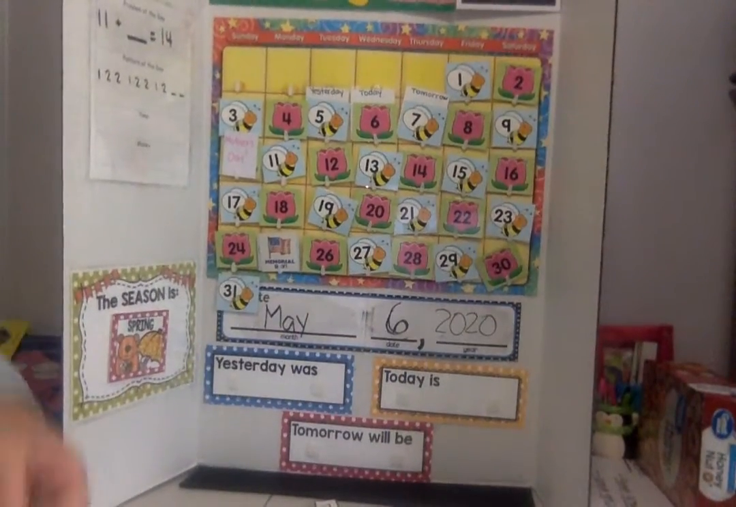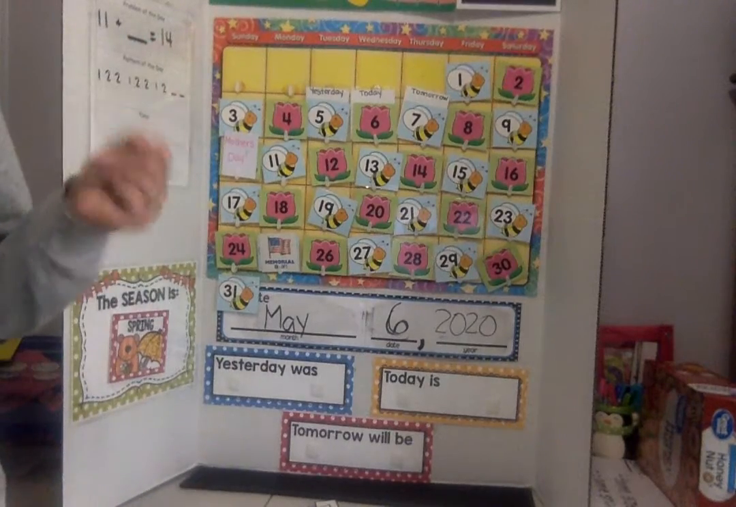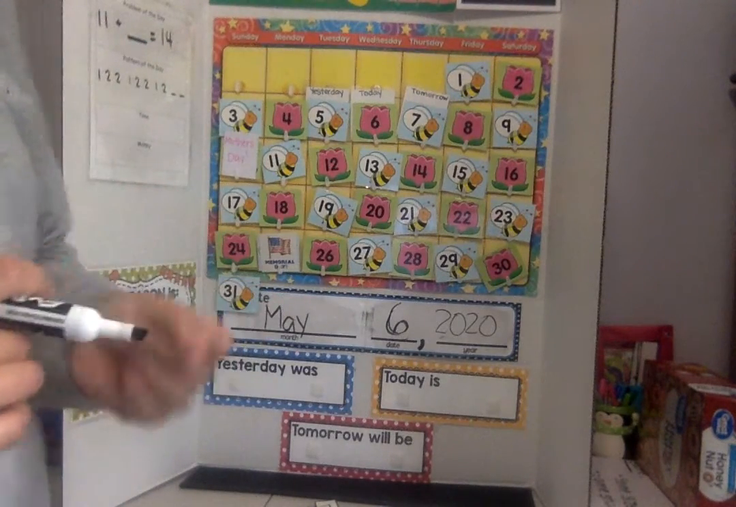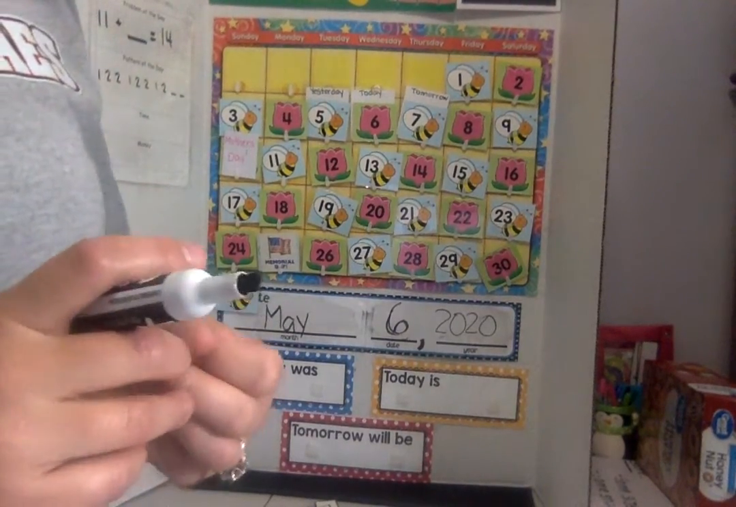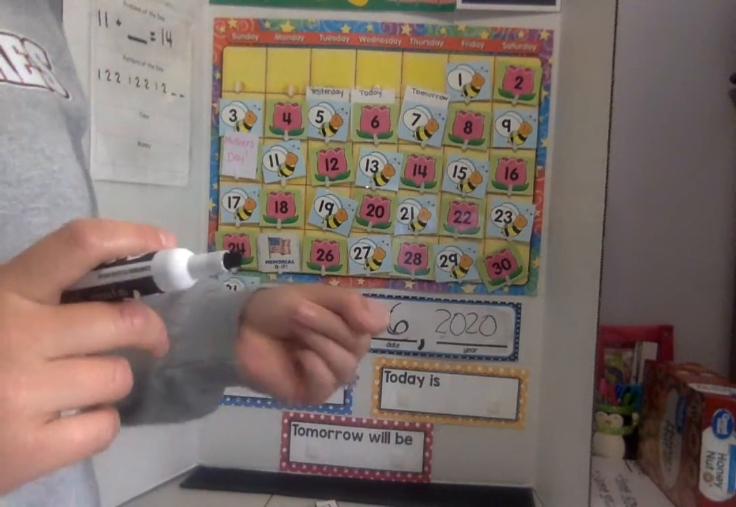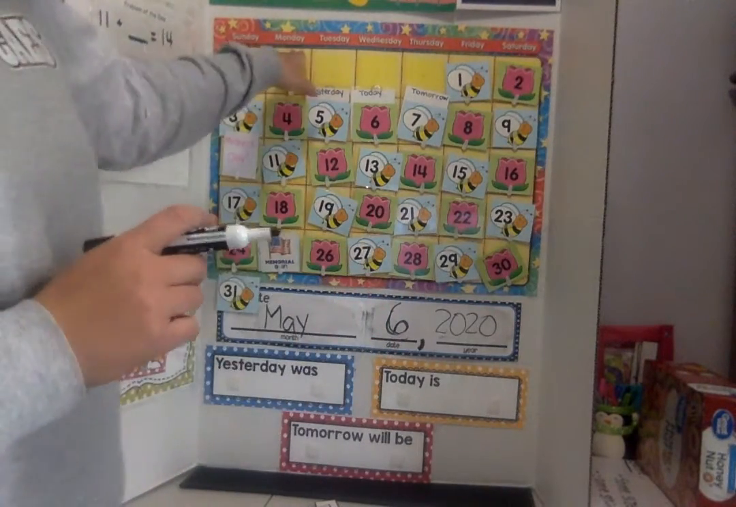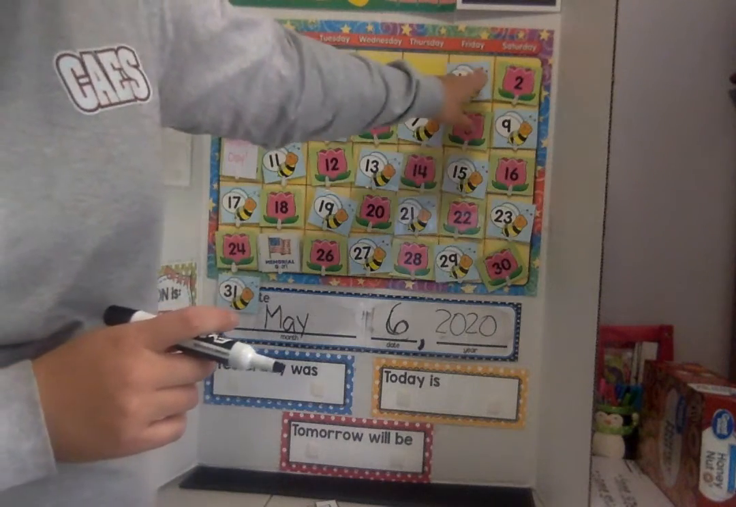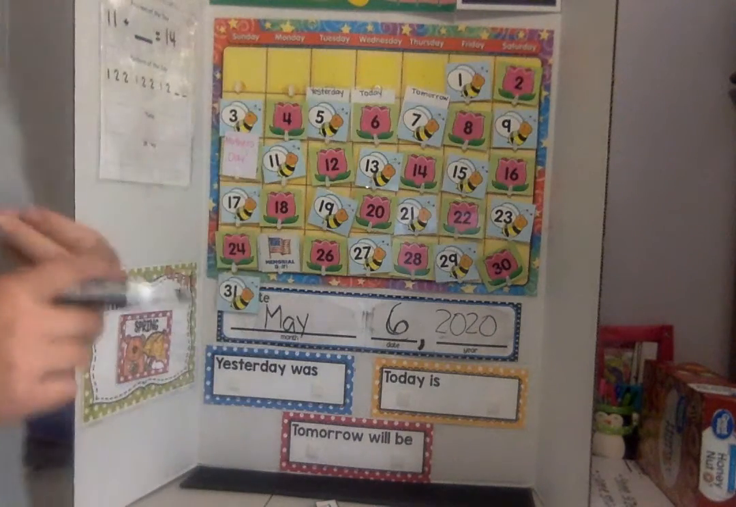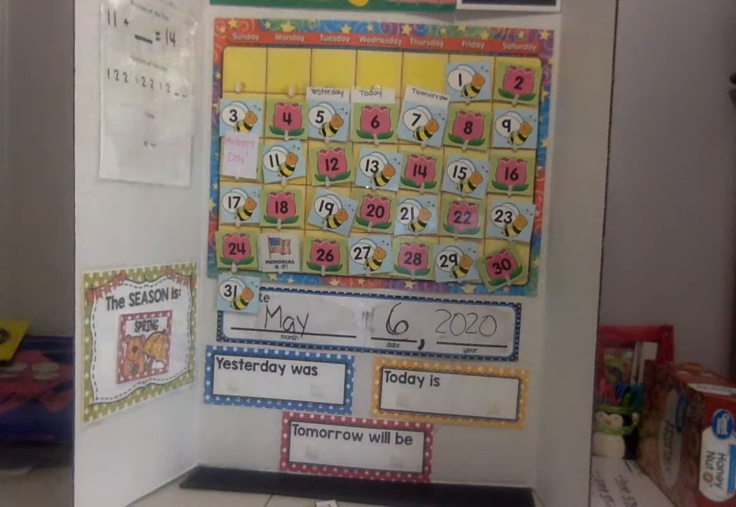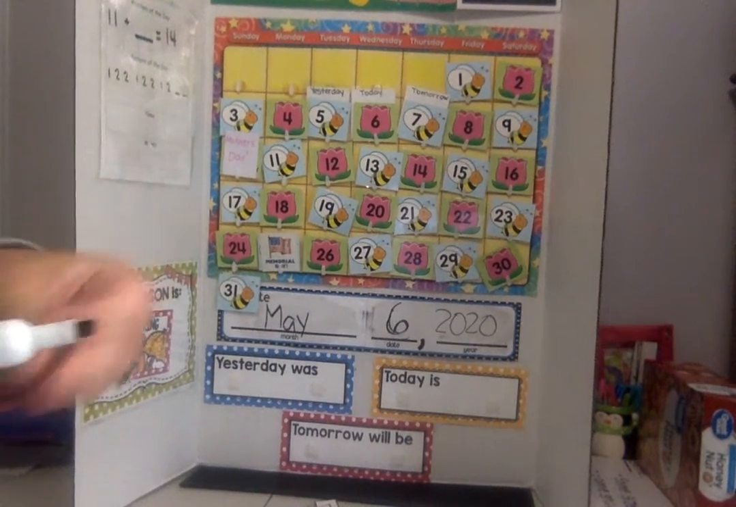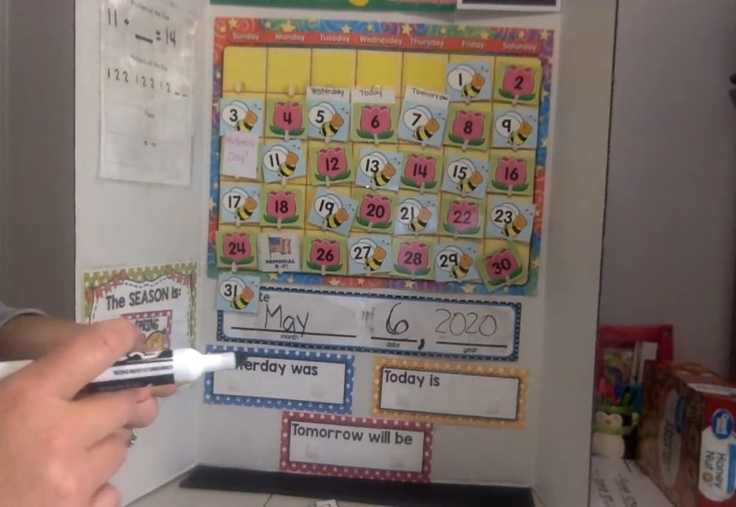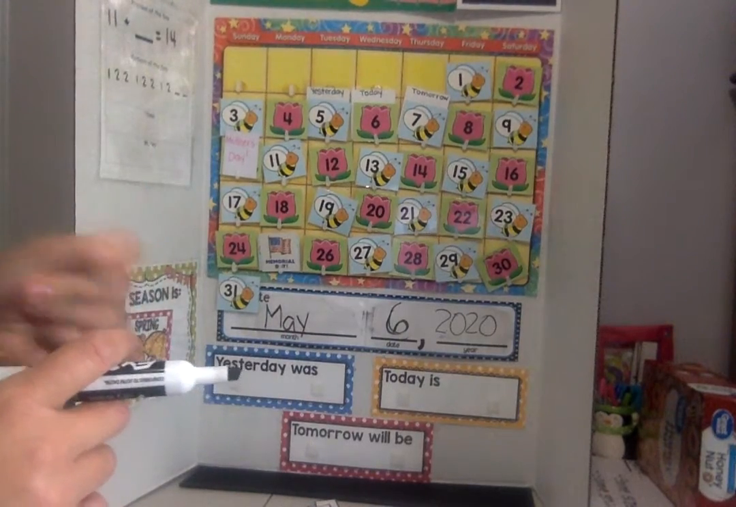Let's do our days of the week. Days of the week. There's Sunday, there's Monday, there's Tuesday, there's Wednesday, there's Thursday, there's Friday, and then there's Saturday. Days of the week.